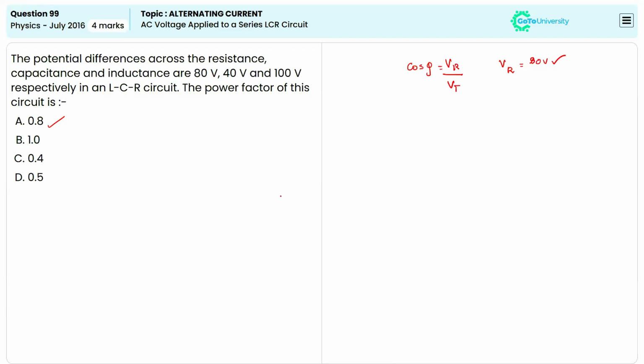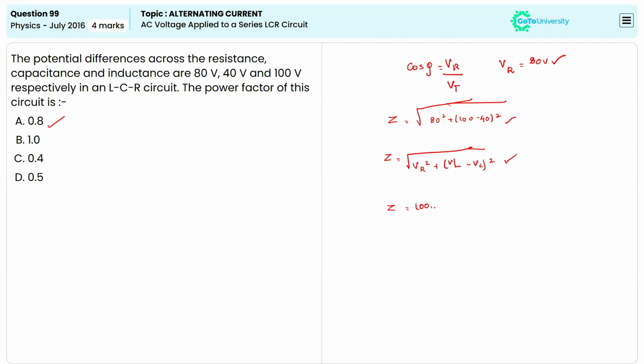Yes, again here we are going to calculate the value of V total by using the Z formula, the impedance formula, right? So Z can be calculated using a formula like 80 square plus 100 minus 40 square here. Because it's known that the impedance Z can be calculated using the formula root of VR square plus VL minus VC whole power 2, right? So if we apply the values, we will get the value of Z as 100 ohm.